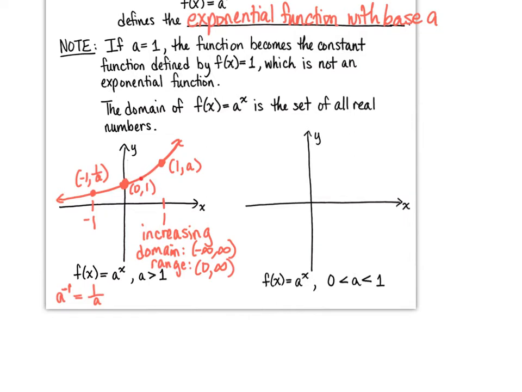Notice that this graph is going to get close to 0 but never be equal to it. So you can also say that you have an asymptote, a horizontal asymptote. You can say that your asymptote, or your horizontal asymptote, will be the x-axis, or y equals 0.